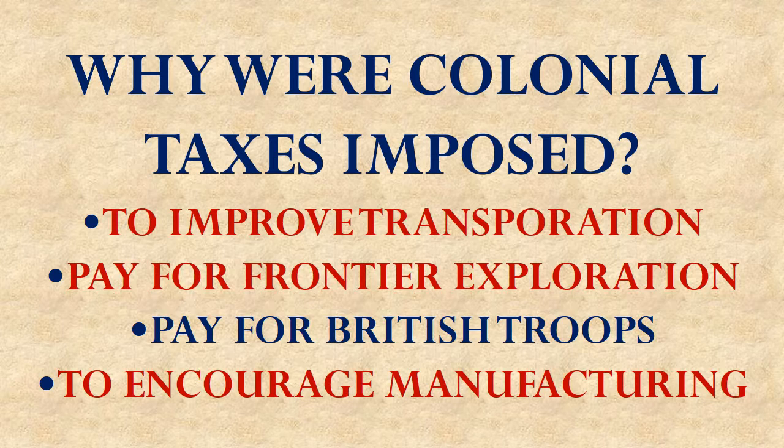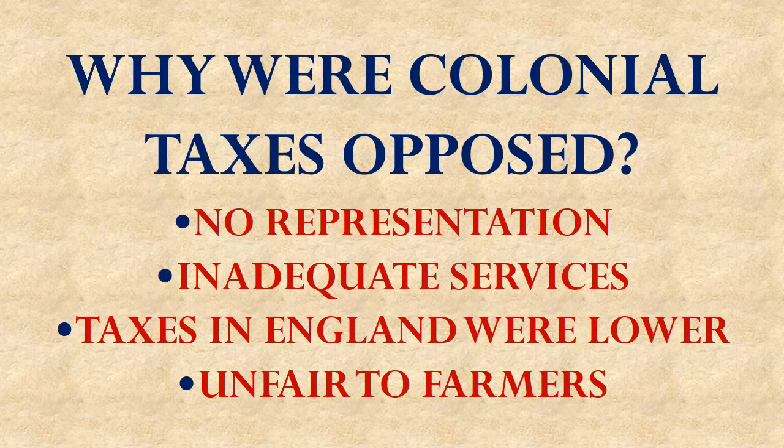Now remember, from the point of view of the Parliament, this was a wise thing to do. They needed troops here to protect them, and they should be paid for by the people living there. But that's not how the colonists saw it. Why were the colonial taxes opposed that were put in place to pay for these troops? Because of no representation in Parliament, inadequate services being provided by the government, the fact that taxes in England were actually lower, or that the taxes were unfair for farmers. Well, the philosophical reason they gave for opposing the taxes was that they had no representation in Parliament, and therefore John Locke had taught them it was an illegitimate tax if they were not represented.